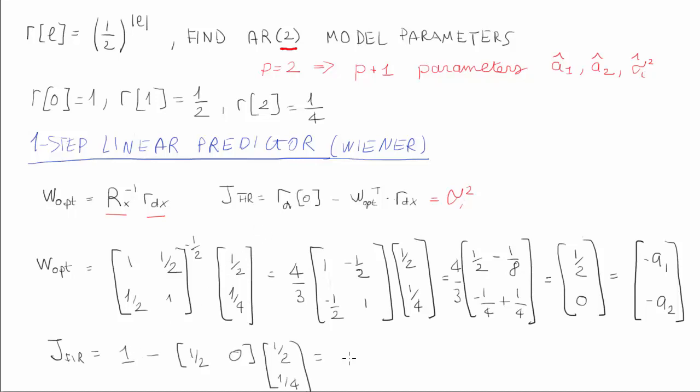Finally, to find the input noise variance, we calculate the filter error like so, from which we obtain 3 over 4. So also in this case, we find A1 equal to minus 1 over 2, A2 equal to 0, and sigma I squared equal to 3 over 4.